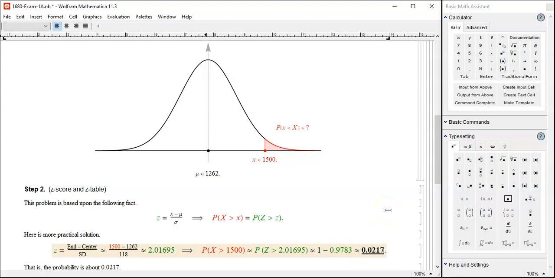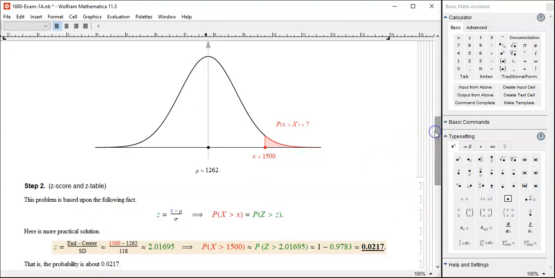Approximately speaking, 0.0217, or if you prefer percentages, 2.17%, or any kind of reasonable approximation of this will be accepted as full credit. 2.2% or 0.22 or just 0.2, anything close, I'll give you full credit.